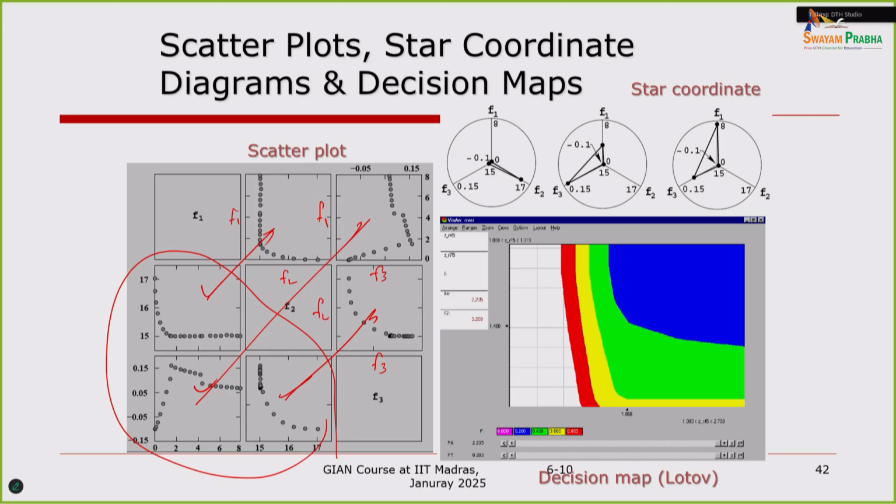This is another one called star coordinates. So if you have 3 objectives, you have these 120-degree lines. This is the best for F1, this is the worst for F1, best for F2, worst for F2, and you basically mark those points based on your actual F1, F2 values, and you will end up getting a triangle.